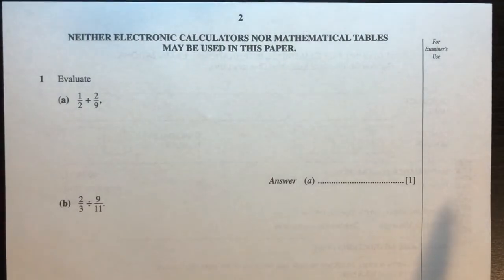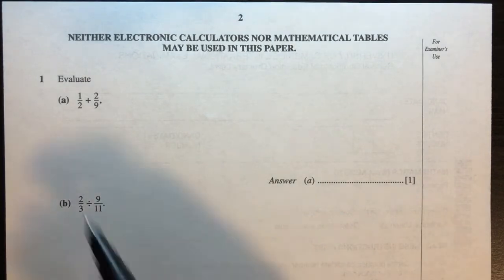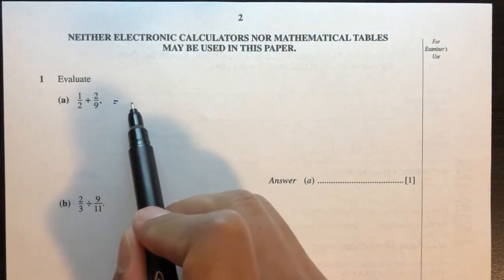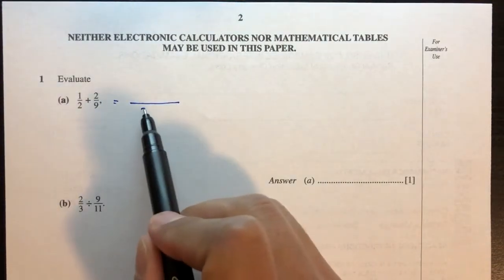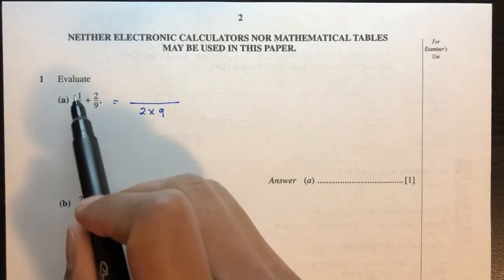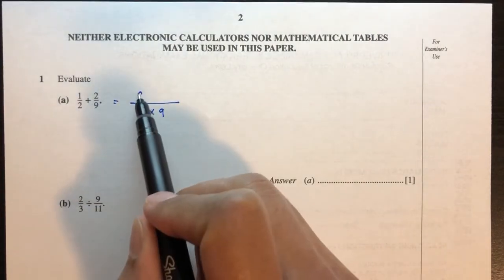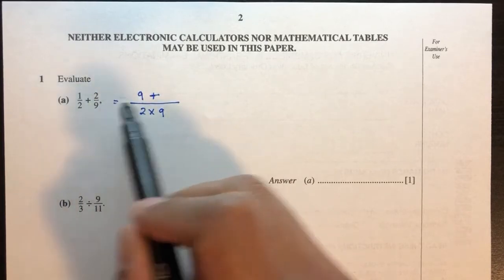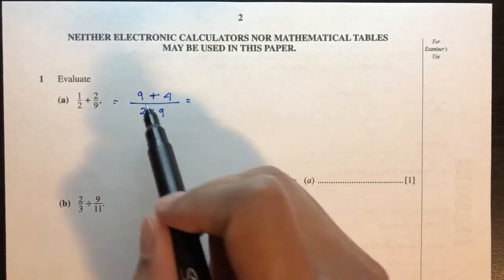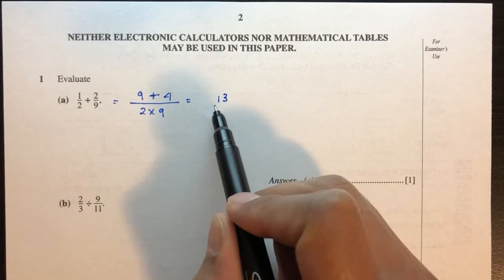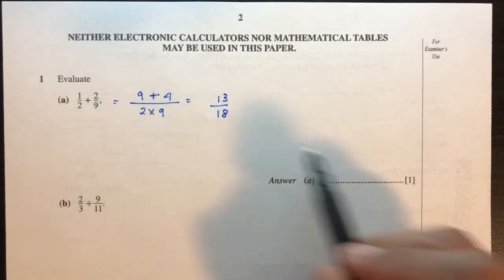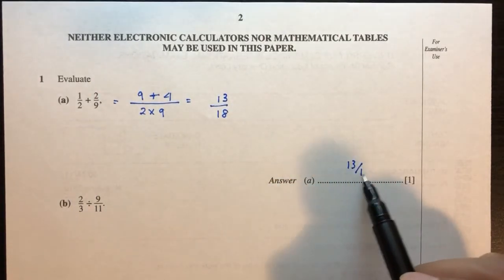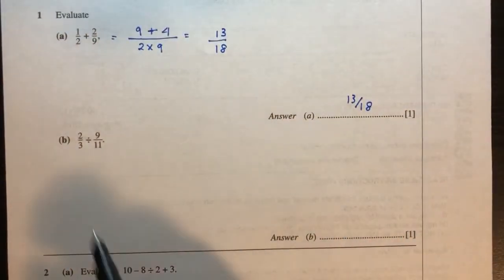Here we have two fractions, and as you can see the bases are different, so we have to find the LCM, which is 2 times 9, and then we cross multiply. 1 times 9 is 9, plus 2 times 2 is 4. Simplify. 9 plus 4 will be 13, and this will be 18. So 13 over 18.